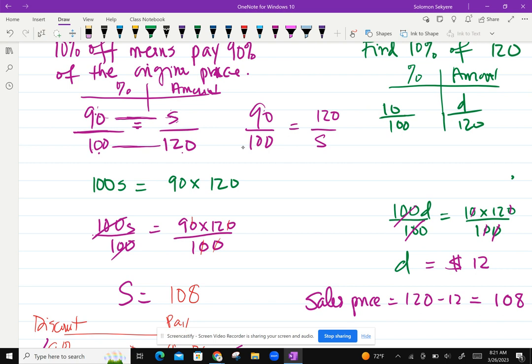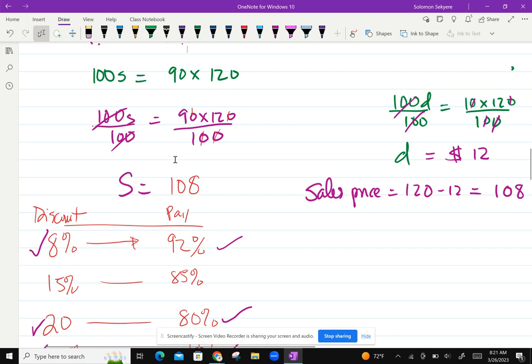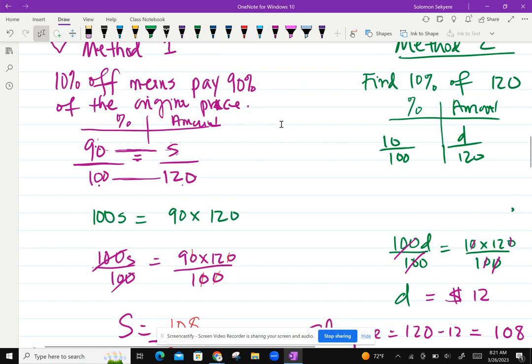Okay. All right. You've made a mistake and you're going to get a wrong answer. 90% off, what does that represent? That's what we are looking for. That's the unknown. 100 matches the original price. You cross multiply, right? You divide by 100. What do you get? 108. This is your sales price. So 10% off, you're paying 90%. Find that amount, 108.